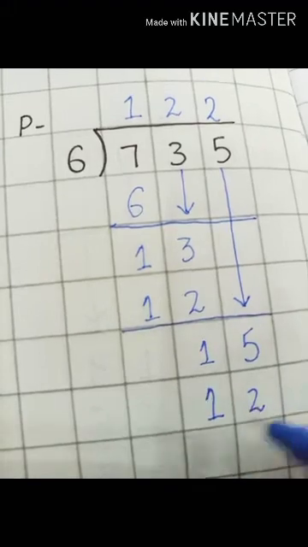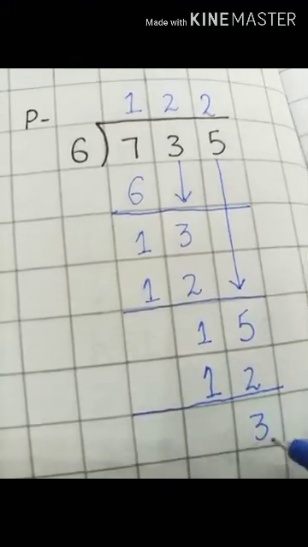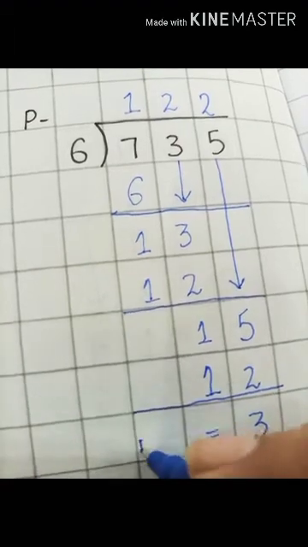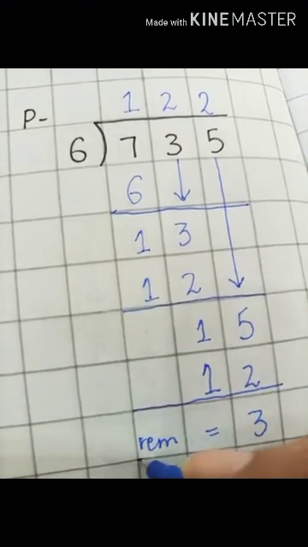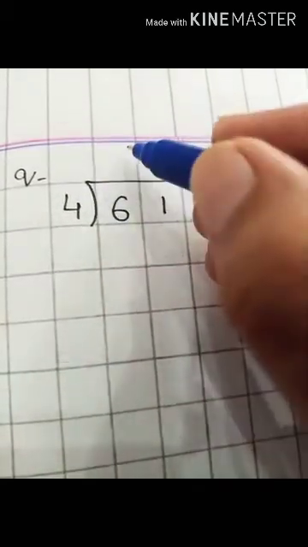Okay. So students, next step is subtraction. 5 minus 2 is 3. Here the 3 is my remainder because I can't divide it further. Okay. Next is part Q. So students, let's divide it.